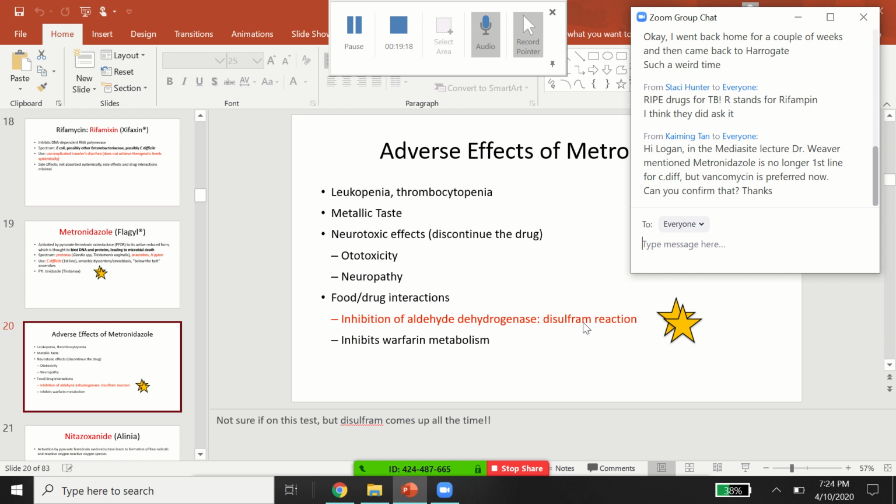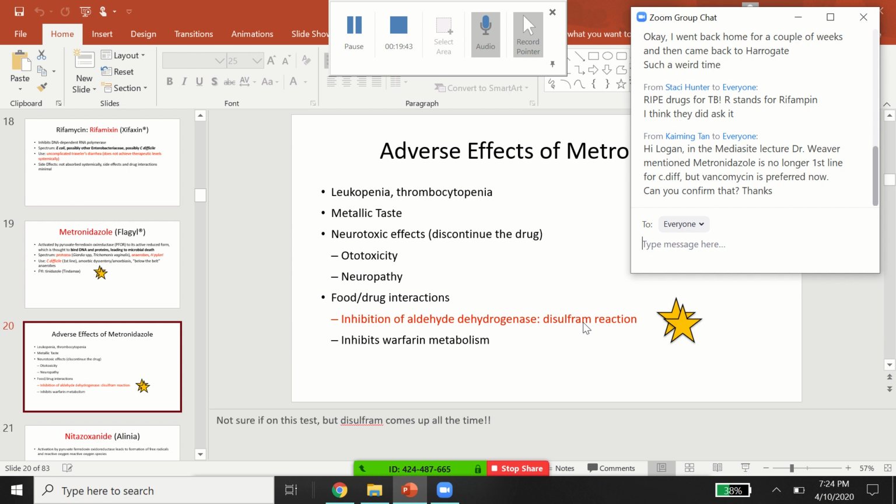Typically, you're probably more than likely correct on that, because I think she actually corrected it on ours as well. You're typically going to give oral vancomycin or this other one. I wish I could remember it. It's something with an F, fidaxomicin or something like that. So you either give oral vancomycin or you give that one. Those are technically now first line.